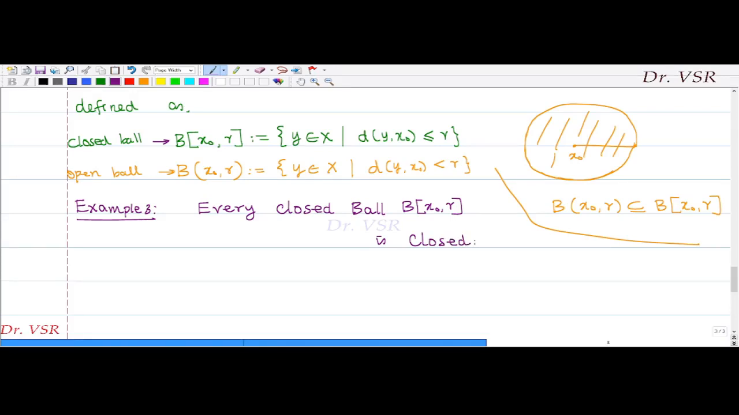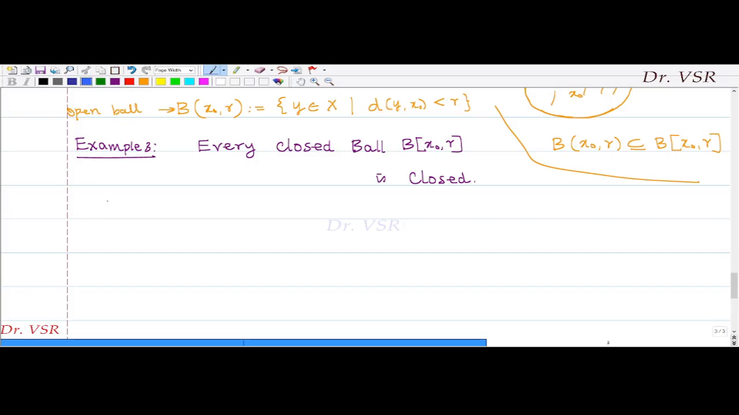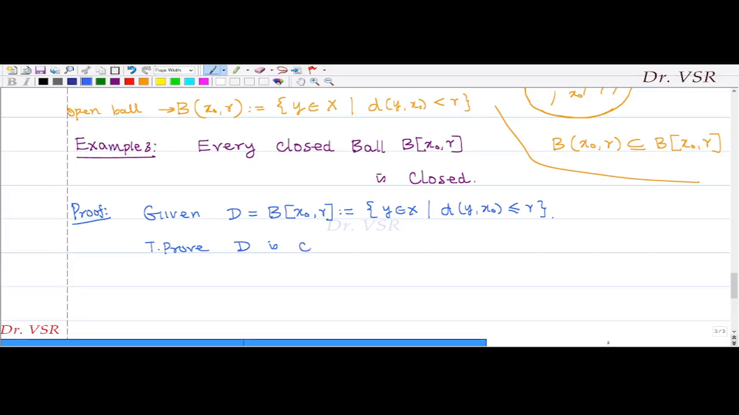Okay, let us give the proof. Proof. Given D is equal to the closed ball with the center x naught and radius r. How have I defined this? This is defined to be the set of all y belongs to capital X such that distance between y comma x naught is less than or equal to r. We are having it this way. So what do we need to prove? To prove D is closed. We are going to prove that D is closed.